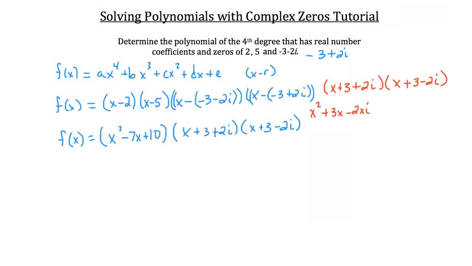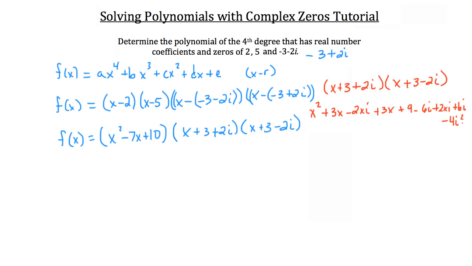Now I'll take my middle term and multiply it by each of those terms in the right parenthesis set. So 3 times x is positive 3x, 3 times 3 is 9, and 3 times a negative 2i is a negative 6i. Now our last term will multiply through each of these terms. So 2i times x is positive 2xi, 2i times 3 is positive 6i, and I'll go down below here. 2i times a negative 2i is a negative 4i squared.